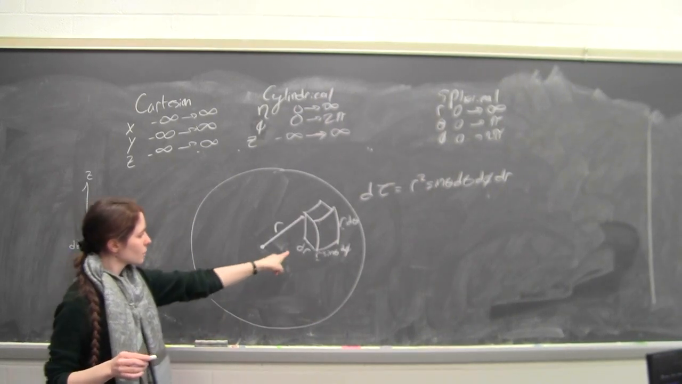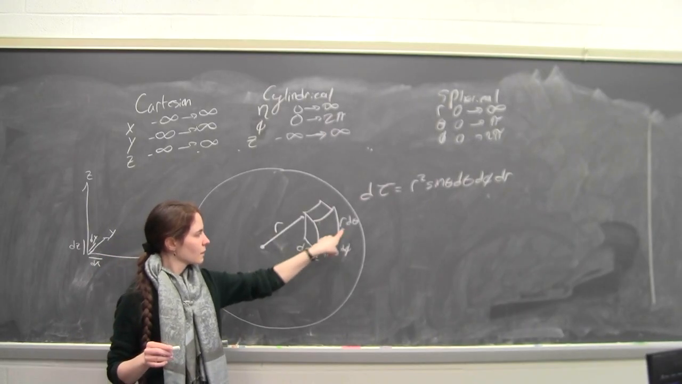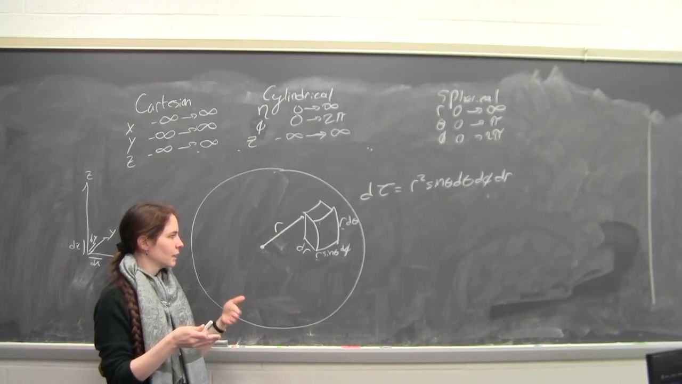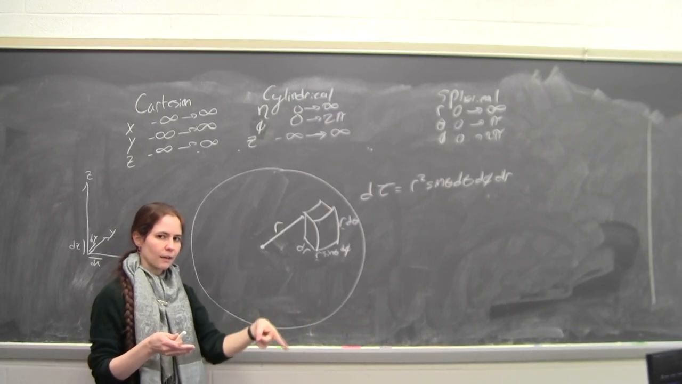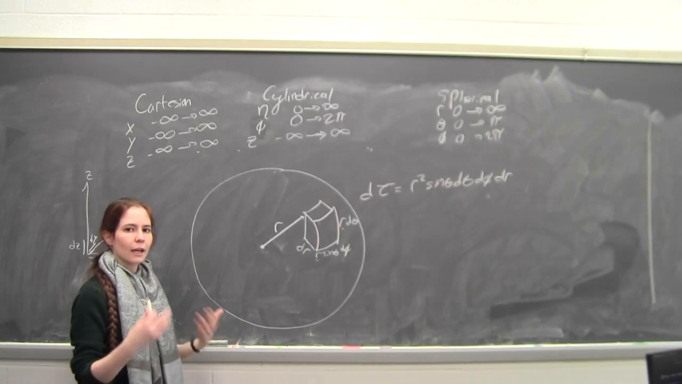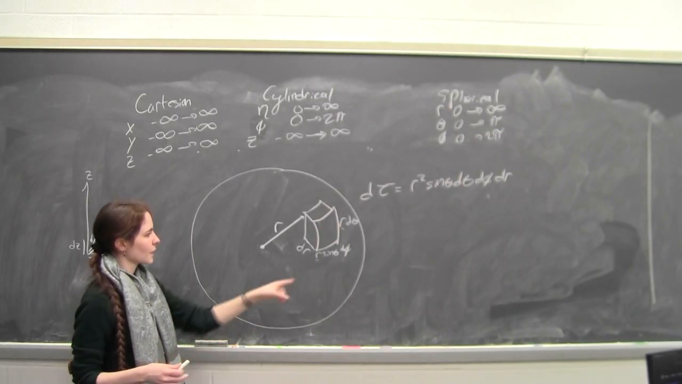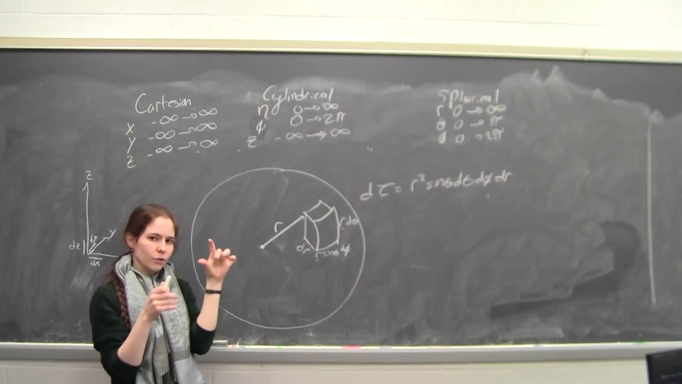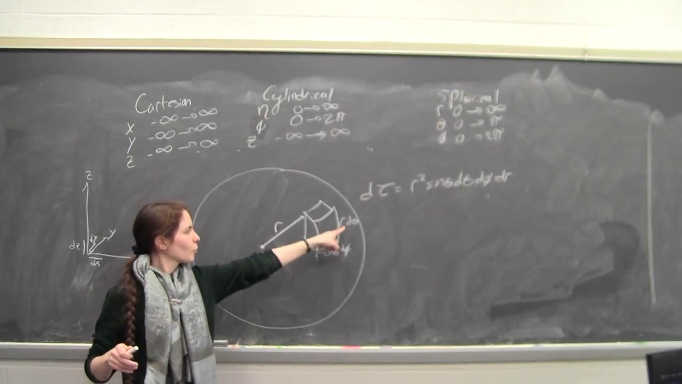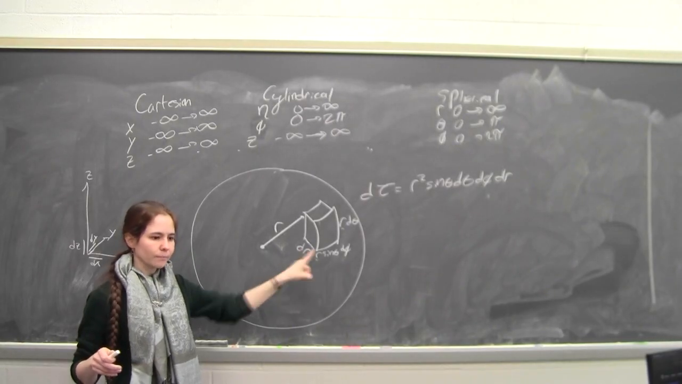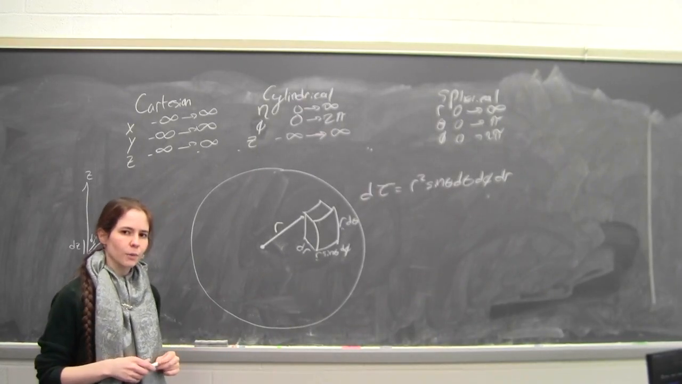And so you can use combinations of these little bits of path length in the r, theta, and phi directions to construct different area elements. So for example, if we want to think about a little bit of the area of the surface of a sphere, that would be r d theta times r sine theta d phi. And you can get some practice with this on your worksheet.